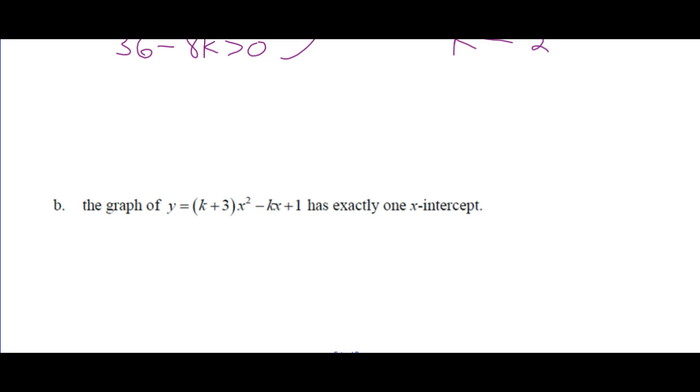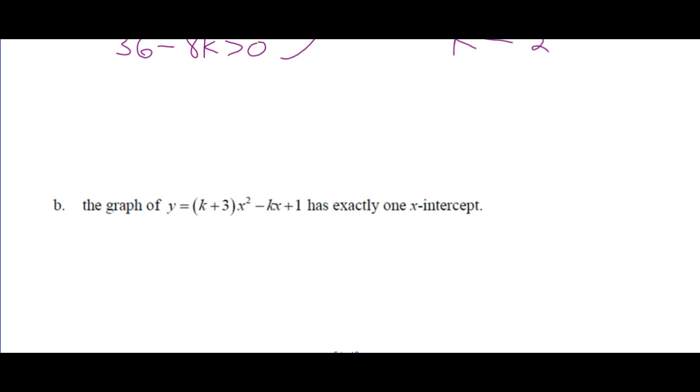And there's another one. The graph of y equals (k plus 3)x squared minus kx plus 1 has exactly one x-intercept. All right? What's the plan? George Polya, Hungarian mathematician, 1950s, 4-step problem solving method, right? Understand, plan, do, and look back. Understand. All right, exactly one x-intercept. It's got something to do with the intercept. So, plan. The plan is to figure out the value of the discriminant such that it is equal to 0.